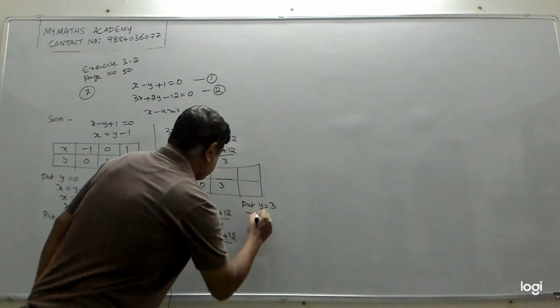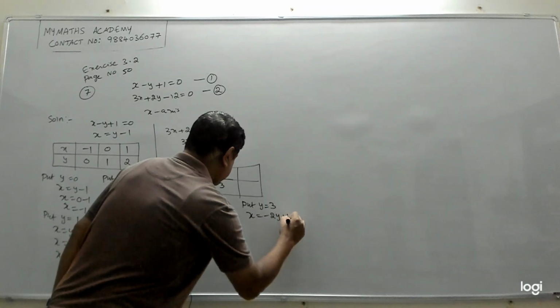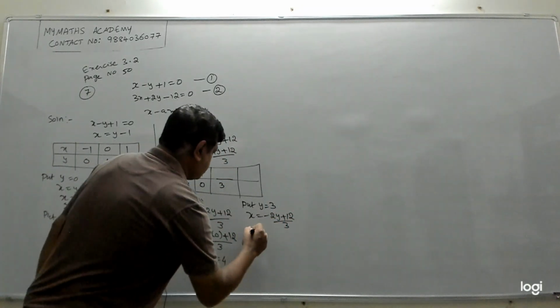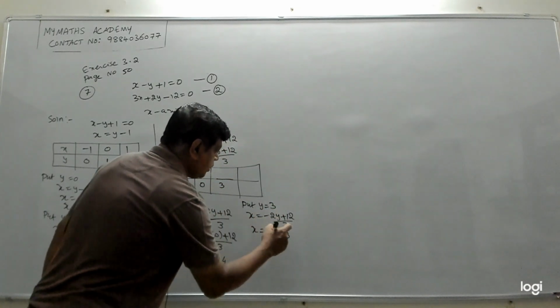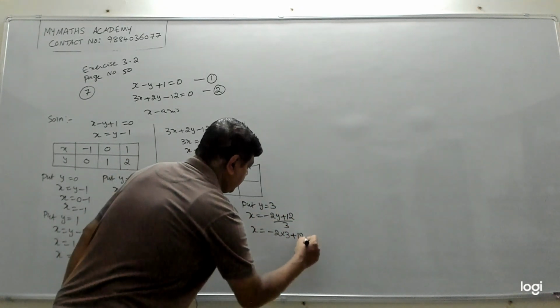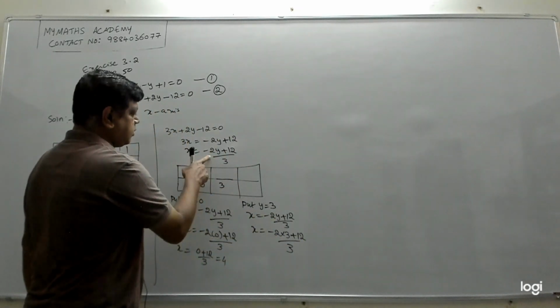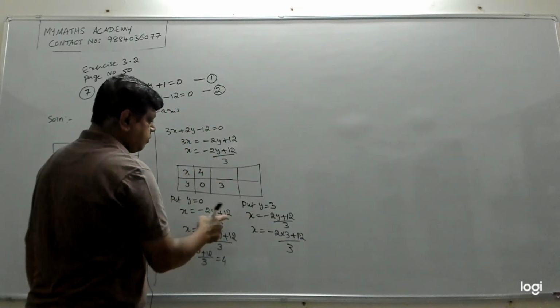So what is my x? My x is minus 2y plus 12 by 3. So my x is equal to minus 2 into 3. In the place of y, I am putting 3 plus 12 by 3. So this is coming from this, right?